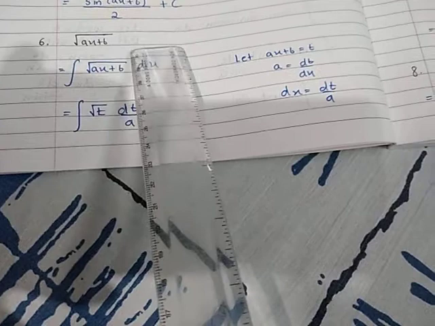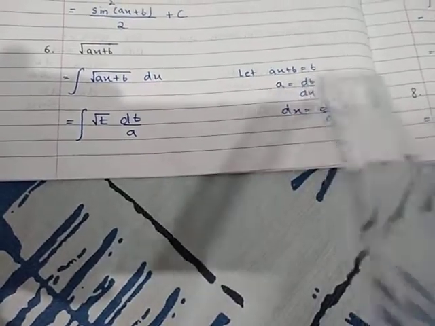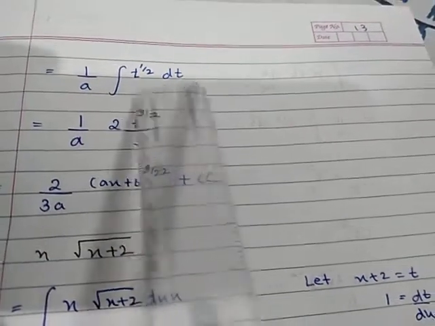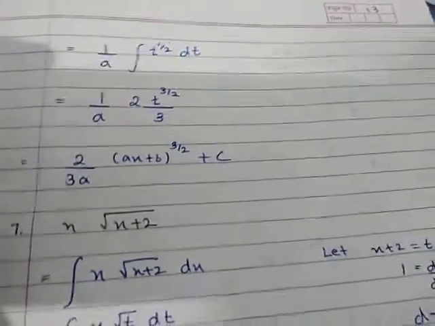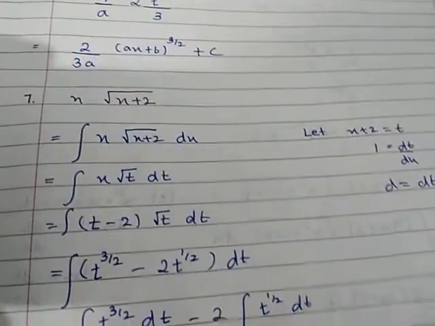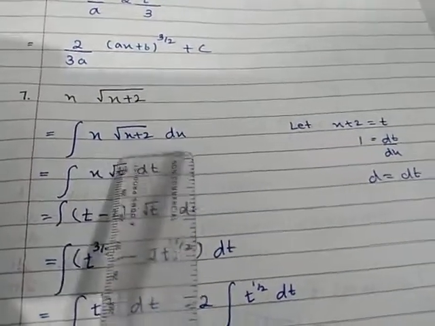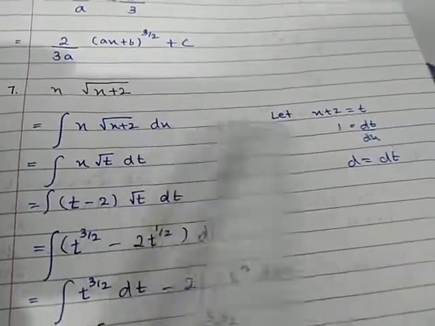Question number 6. Integration of ax plus b to the power 1 by 2. Put ax plus b is equals to t, that means dx is equals to dt upon a. Under root t into dt upon a, and a is constant, therefore it will be outside. 1 by a, integration of t to the power 1 by 2 dt. t to the power 1 by 2 integrates to t to the 3 by 2 upon 3 by 2, and this is your answer. Same as question number 7. Integration of x under root x plus 2 dx. Put x plus 2 is equals to t.